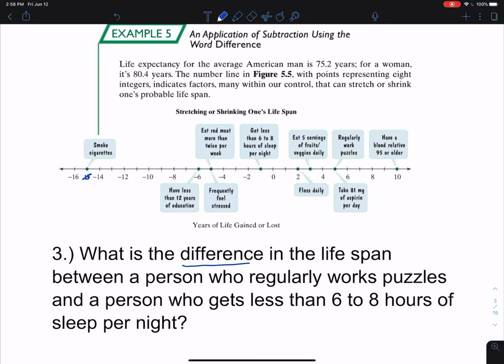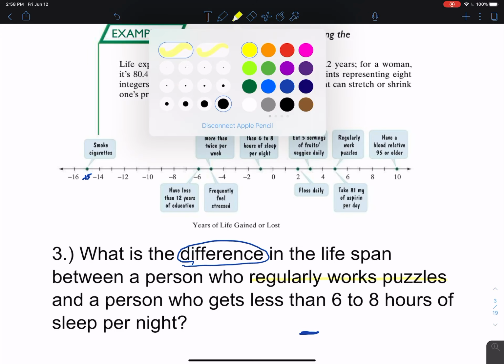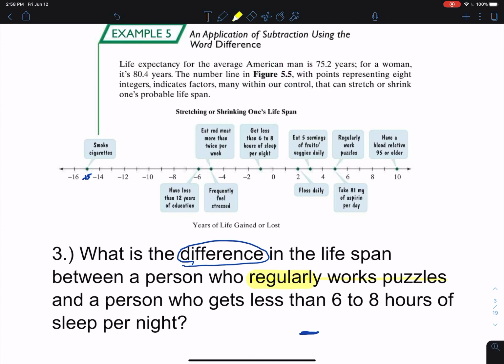So they're asking for difference again, so we know we're going to do subtraction, and we just leave that subtraction in the order that they give us this. So if we look at regularly works puzzles, that's the first group or first thing that they told us. If I look for that on my number line, it's here, right in between 4 and 6, so that tells me that it's 5. So that first number is going to be 5.